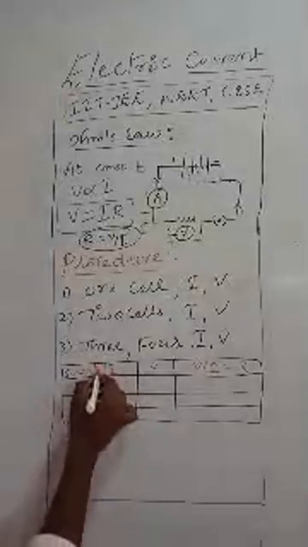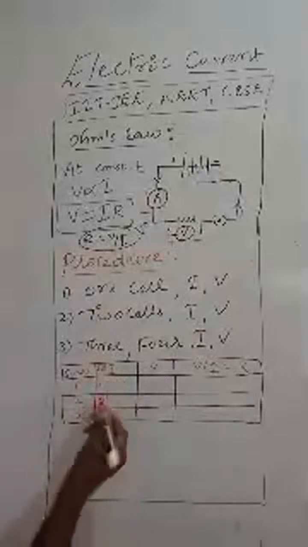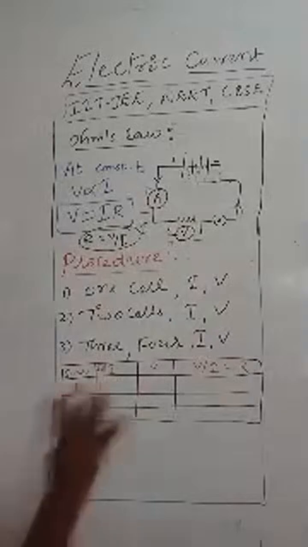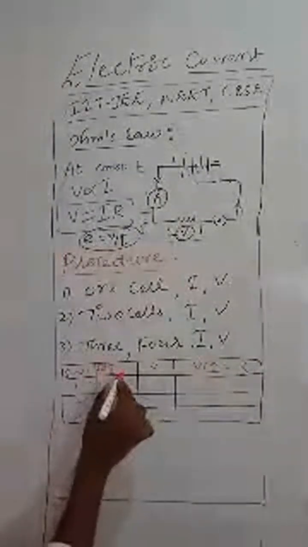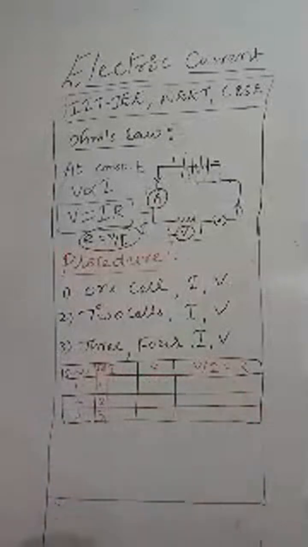Number of cells, also 1, 2, 3, according to the reading. How many cells do we have to consider? That also you have to mention. Serial number of cells, current and potential difference, V by I form. Then we can take these and draw the graph for it.